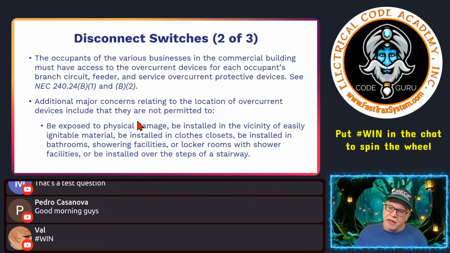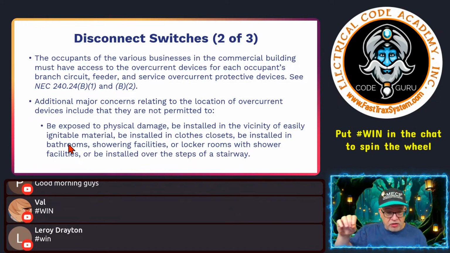All right, now it also says they can't be installed in the vicinity of easily ignitable materials, and they can't be installed in closed closets. Okay, so we're talking overcurrent devices here. They also can't be installed in bathrooms. Now you can have supplemental devices in the bathroom, meaning it's not your main device that's up at your panel or something.